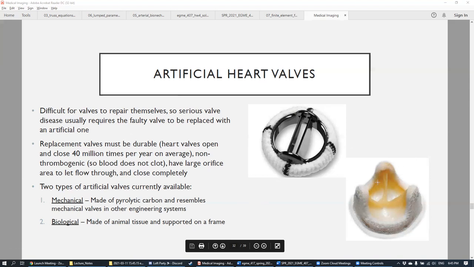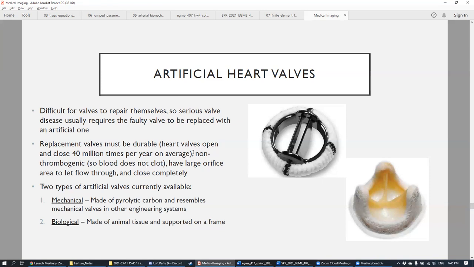I would say both of these are good, so one's not better than the other, but they have to have certain properties. If you have a replacement valve, it has to be durable, because these valves open and close basically every time your heart beats, so they have to sustain 40 million cycles per year, right?